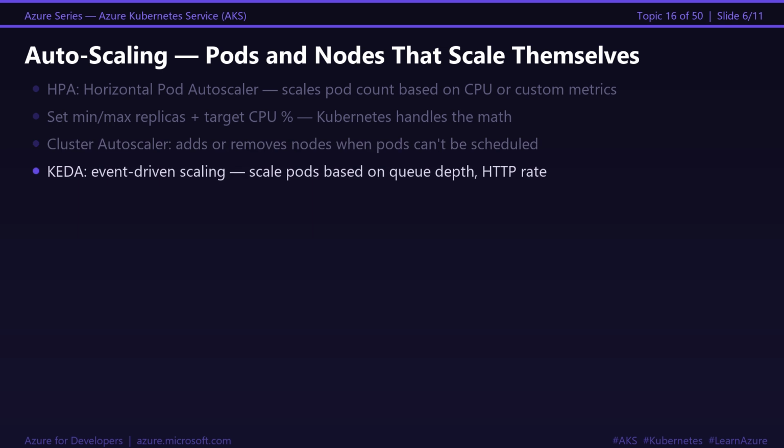For event-driven workloads, Kata takes this further. It can scale pods based on queue depth, message count, or HTTP traffic rate, and scale all the way down to 0 when there's nothing to process.